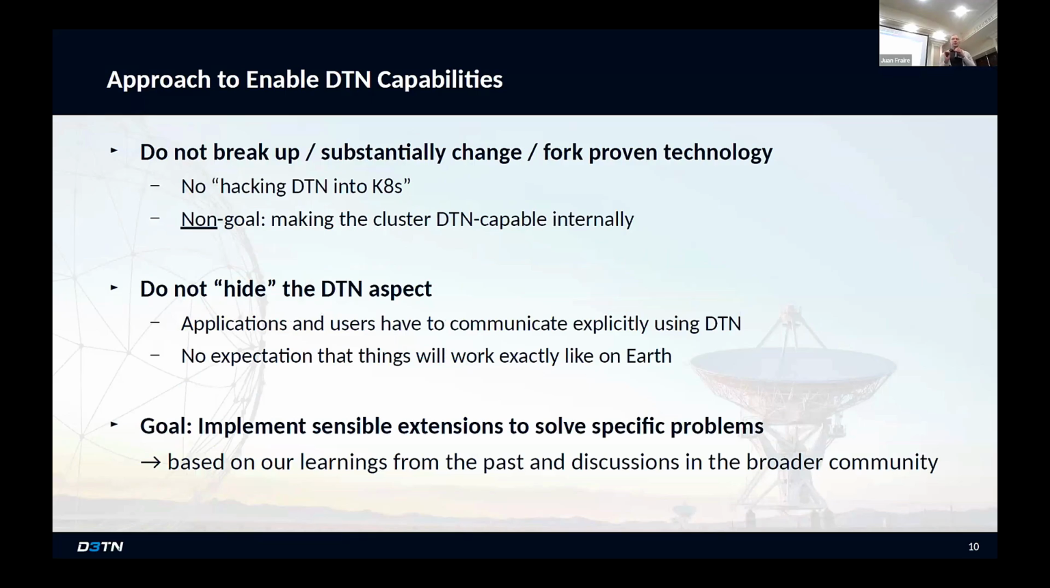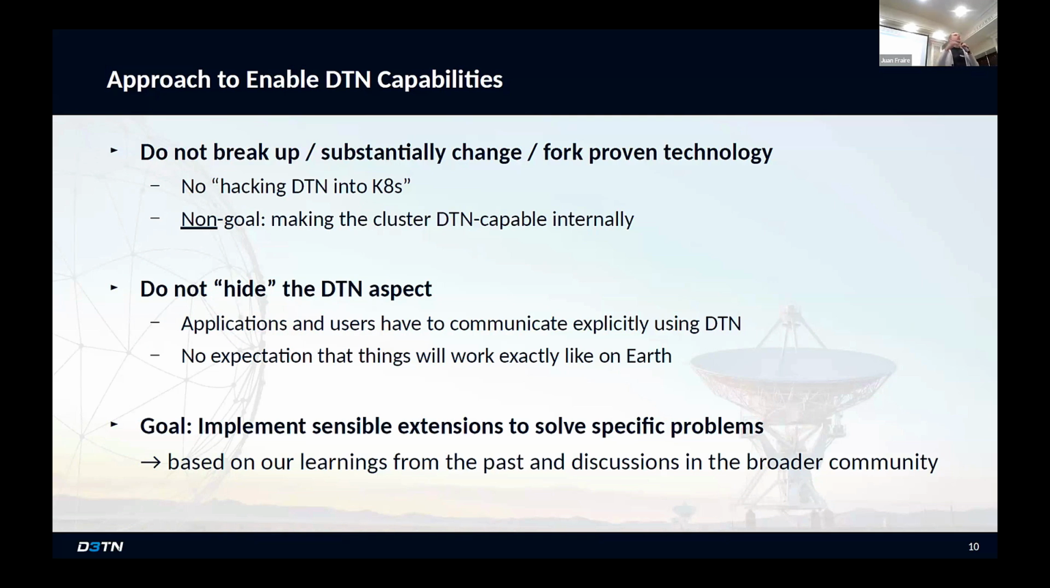Before talking about specific aspects that we are adjusting and extending in Kubernetes, I would like to briefly talk about our general approach, how we want to do this, and basically two general constraints we set, two general assumptions we make, that we want to fulfill when doing these extensions to the infrastructure. First of all, we do not want to break up the clusters. We do not want to substantially change the proven existing technology, in this case Kubernetes.